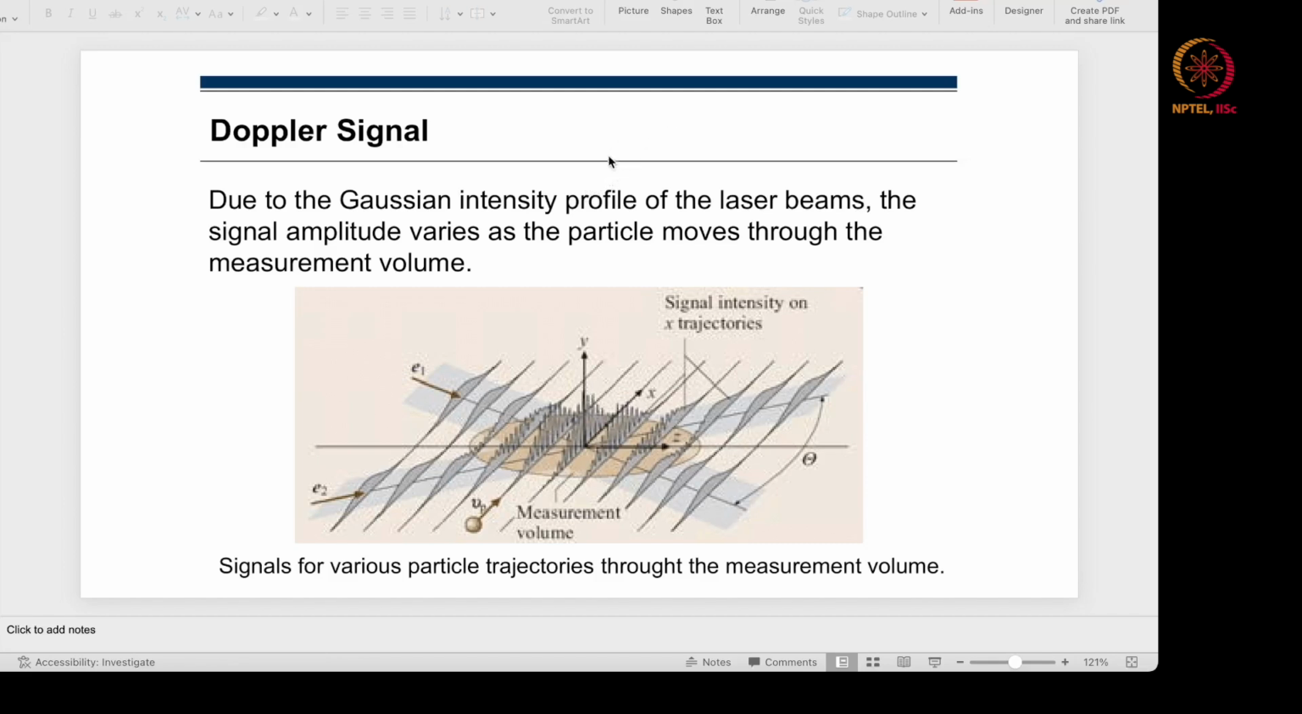So the amplitude or intensity modulation for a particle passing at the edge of this measurement volume will be very different from a particle passing through the center of the measurement volume. Due to the Gaussian intensity profile, the signal amplitude varies as the particle moves through the measurement volume, and the signals for different particle trajectories are actually different throughout the measurement volume. At the edge it is something different because it sees one beam, then it sees the other beam. There may be a very small degree of overlap.